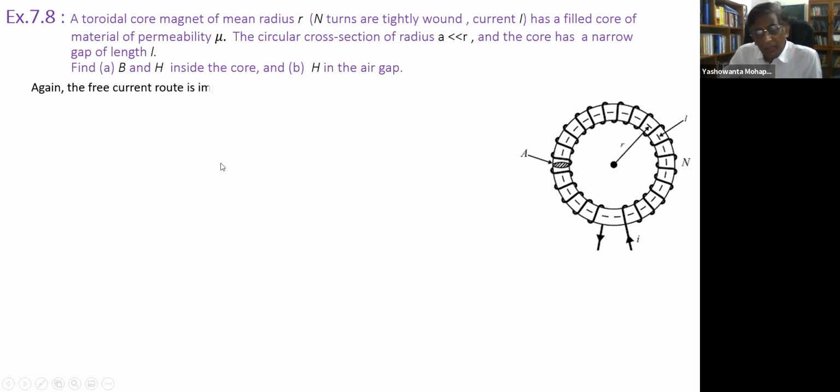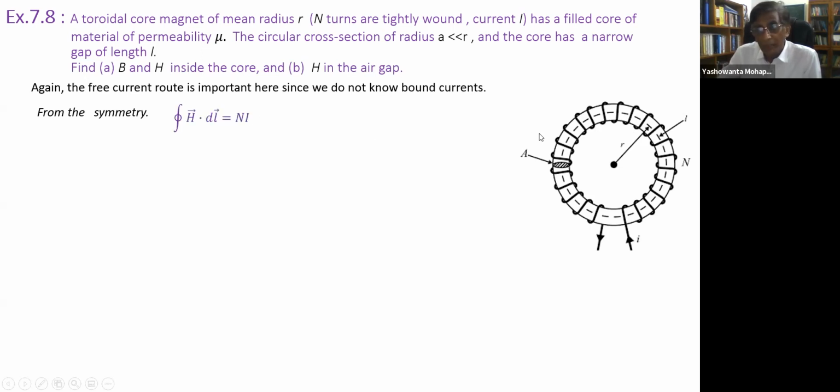So the free current route is again important here, since you do not know the bound current. I repeat that again. There is a nice symmetry here, and hence I can use the symmetry. So the integral of H dot dl is the total enclosed current. If this is the Amperian loop, then the total enclosed current is N times I, where N is the total number of turns. So in terms of I, first let me have H. Then let B be in the core. If I have an air gap here, then that will be B in the air gap. Of course I know the normal component will be equal.